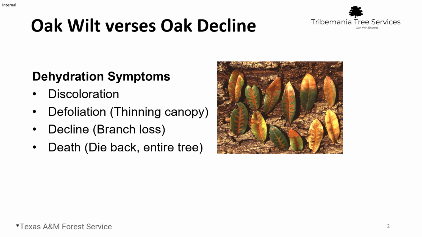Decline. If a tree's suffering from oak decline, there's going to be at some point when it gets further into an advanced stage, you'll see the loss of branches. So many times, if you'll walk in underneath the canopy and look up, you'll see there's just tons of dead branches. And so that's a symptom.